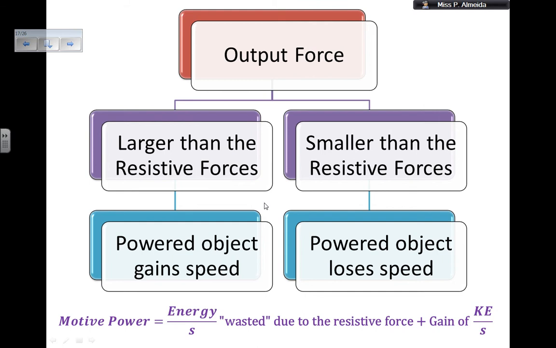So my motive power, I can say as well, is the energy per second that is going to be wasted due to the resistive forces plus the gain of kinetic energy per second. So my power is going to be kind of the resultant of the energies that go into the form that I want, in this case the kinetic energy, with, as I said, the resultant, so when you add them up, taking the direction into account, the energy that is wasted, okay? And because power is energy per second, you would have energy wasted per second, gain of kinetic energy per second, okay?